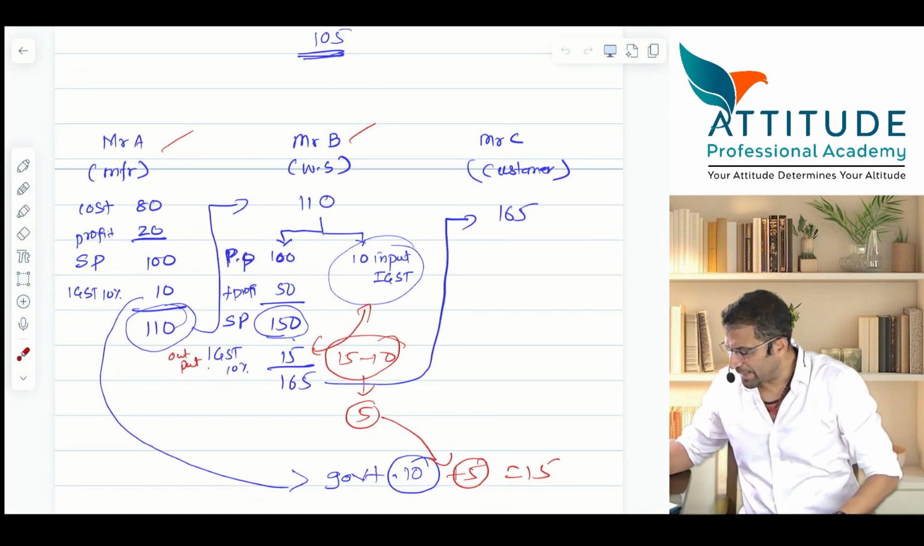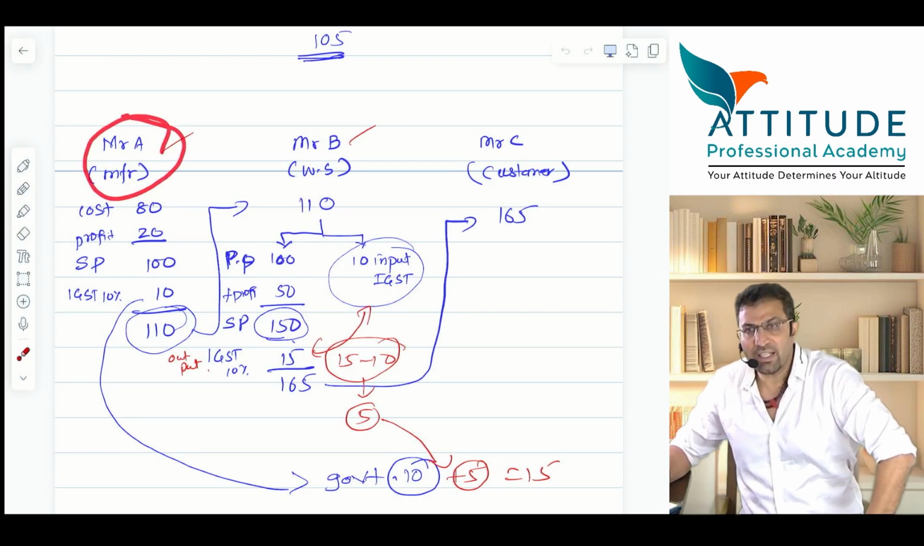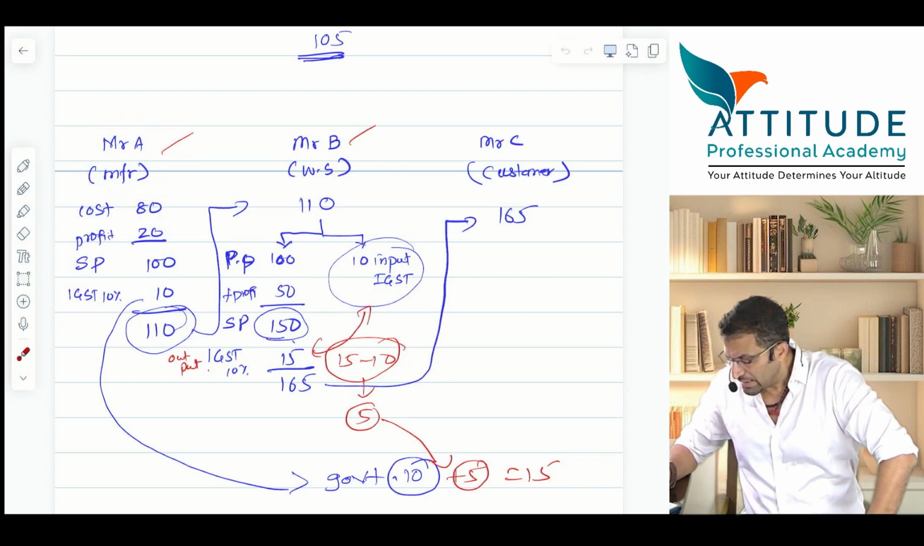Okay, now in this example, please tell me, Mr. A is a manufacturer. His cost price is 80. He adds his profit margin of 20. His selling price is what? 100. He applies the IGST of 10%. He sells the product at 110.